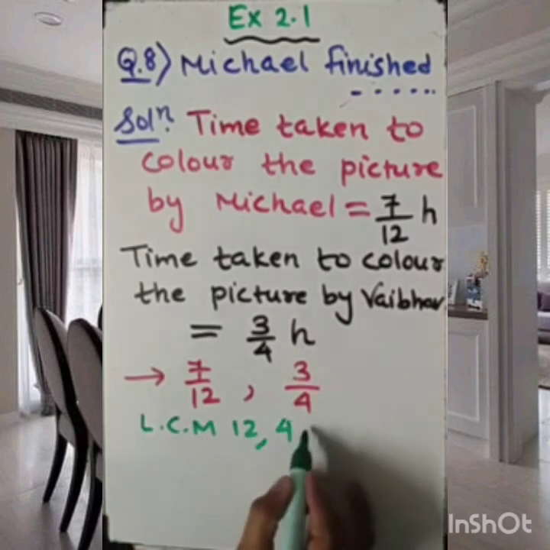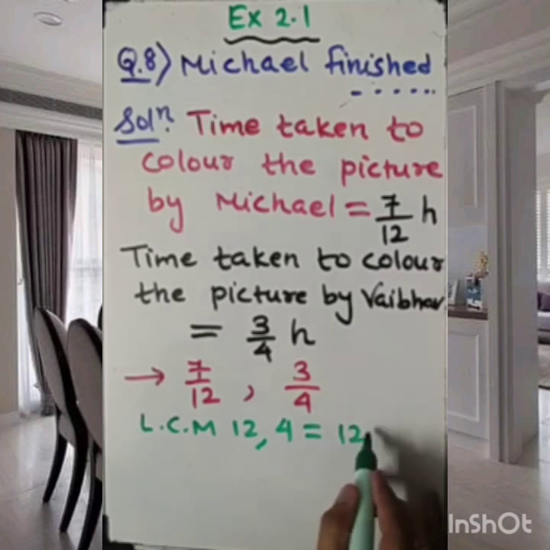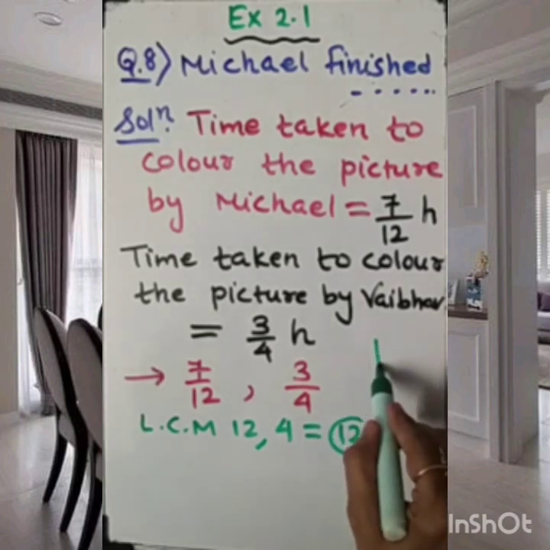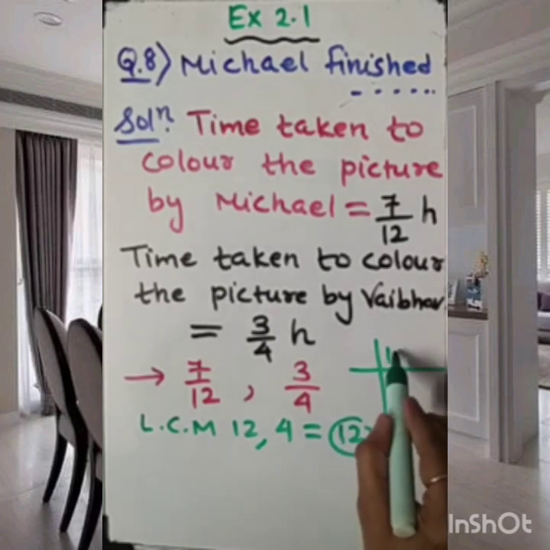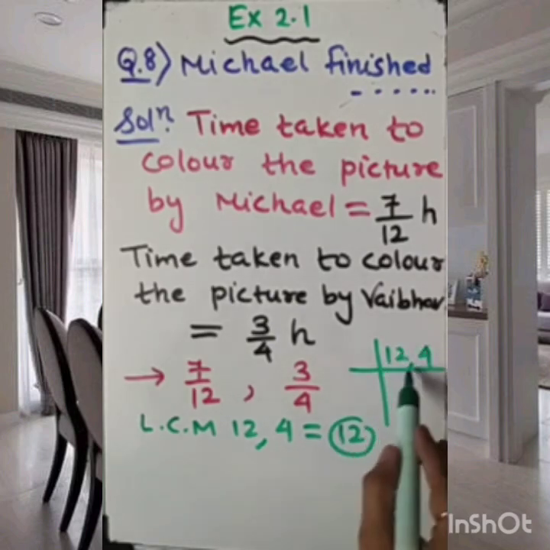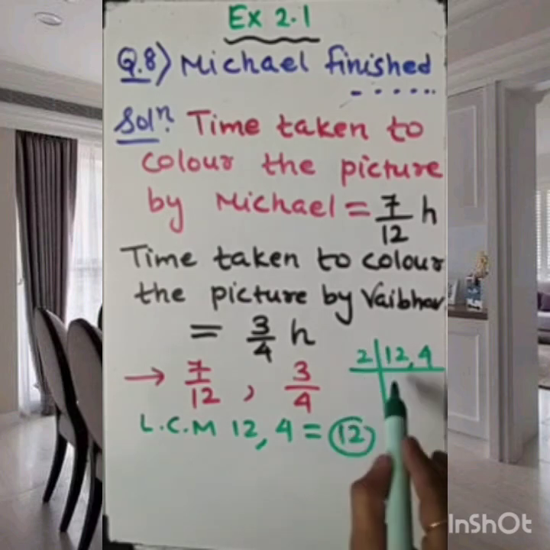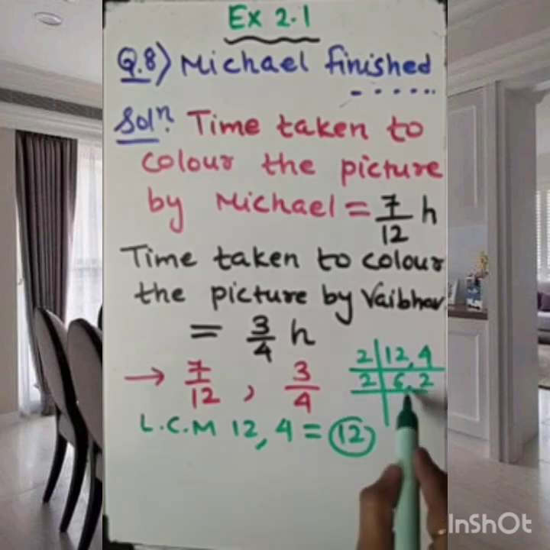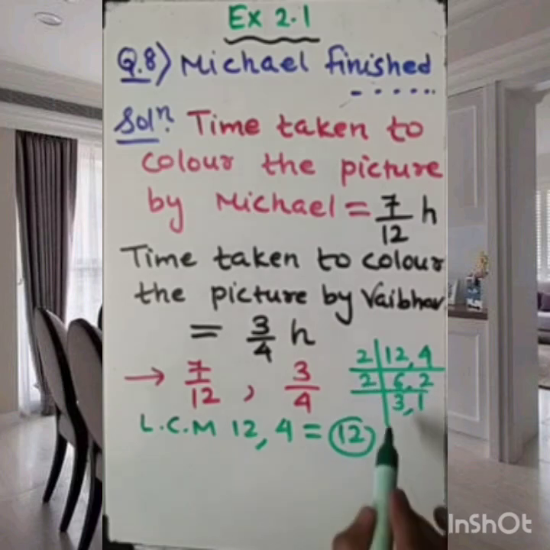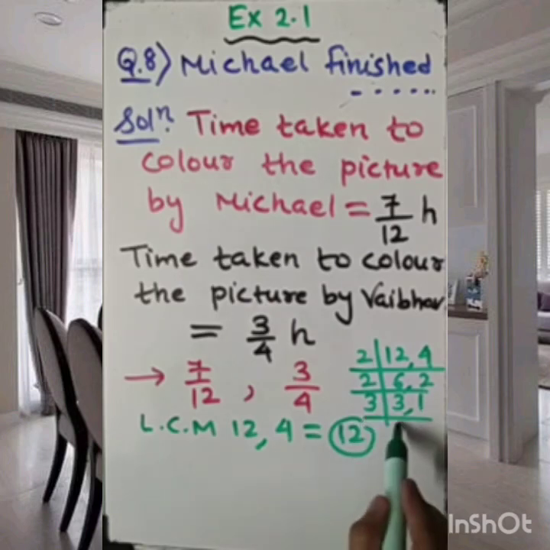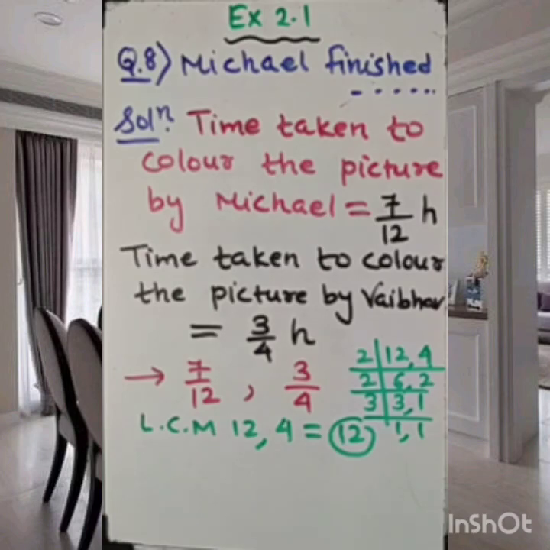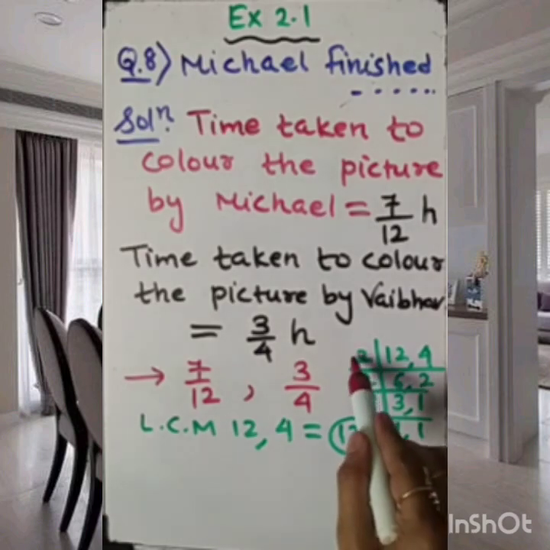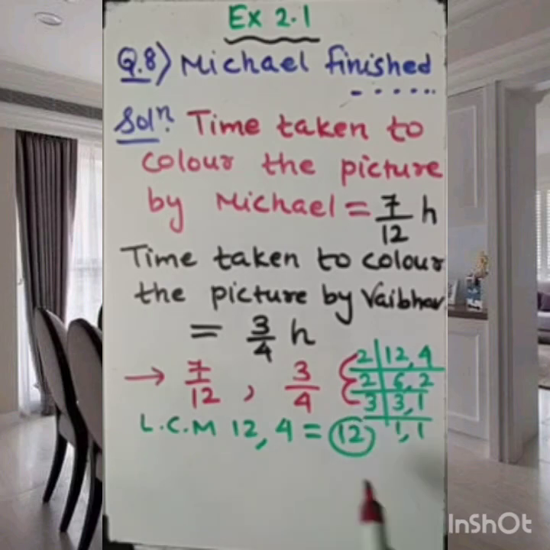The LCM of 12 and 4, if you find it, will be 12. How is it 12? I am showing you here, just look at your screen. Here it is 12, this is 4. It will go with 2 first, then here it will be 6 and here it will be 2. It is again divisible by 2, so here it will be 3 and 1, 2. Divisible by 3, then 1, 1. So, my dear student, you can see the LCM is 2 into 2 into 3, that is 12. That's why I have written 12 here.